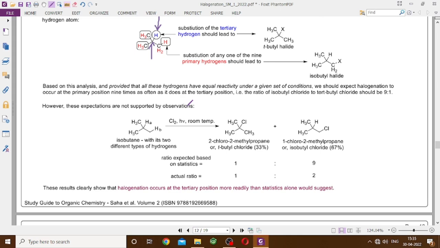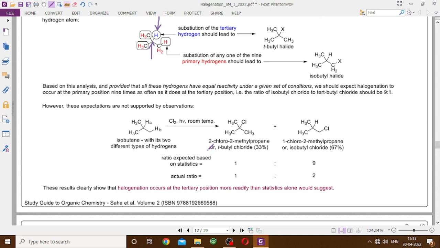For chlorination, let us check whether this is valid or not. I mean, if this premise is true, that all 10 hydrogens have equal reactivity, then only this 9:1 ratio will be observed, or something close to that will be observed.